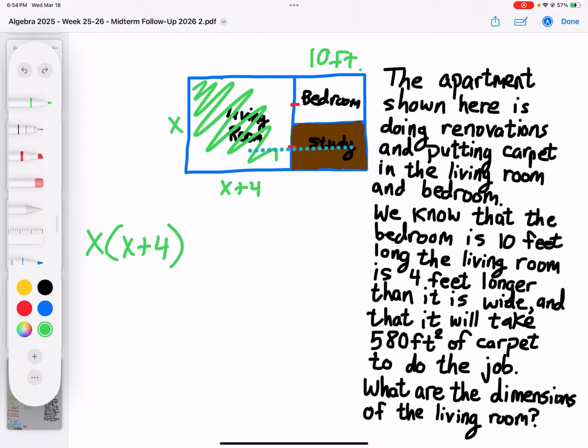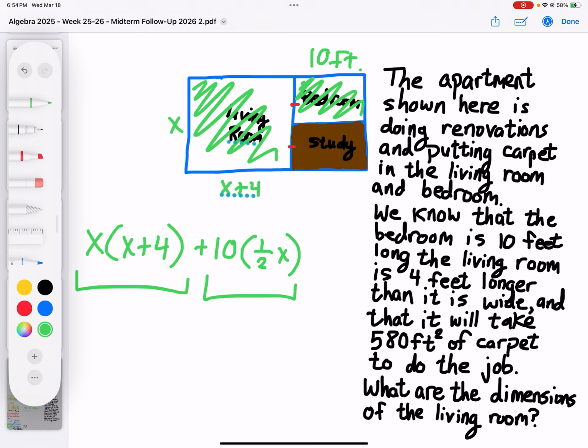I also have to carpet the bedroom. Well, how much area is the bedroom? The bedroom has a length of 10 and a width of what? Well, it's half the width of the entire living room, so it's half of x. If I've got the area of the living room plus the area of the bedroom, those together build the entire 580 square feet.